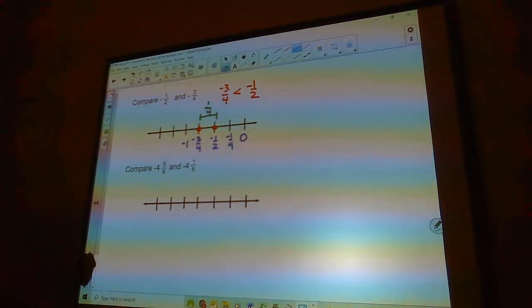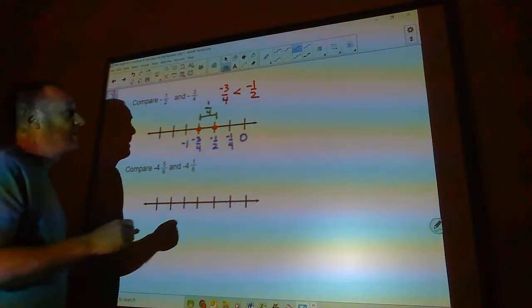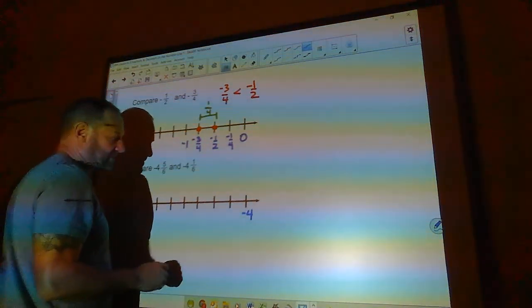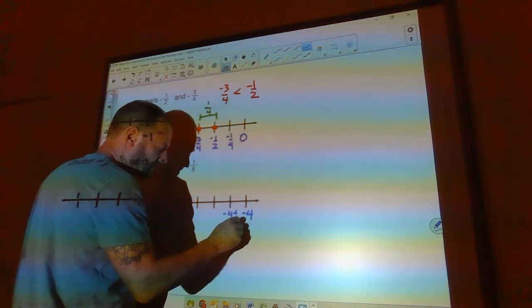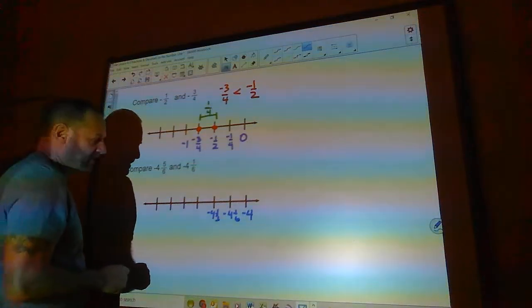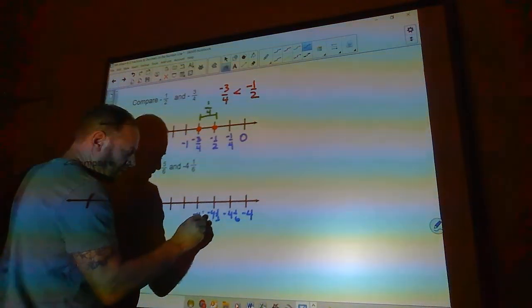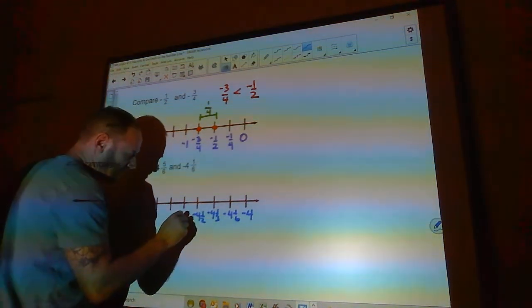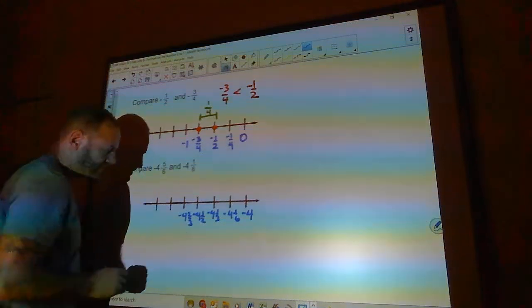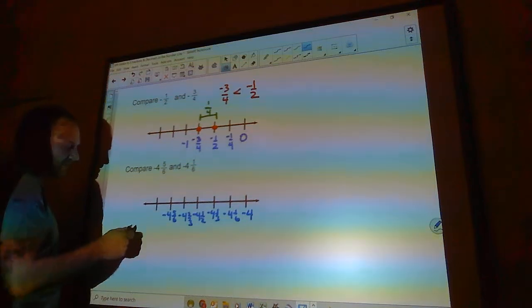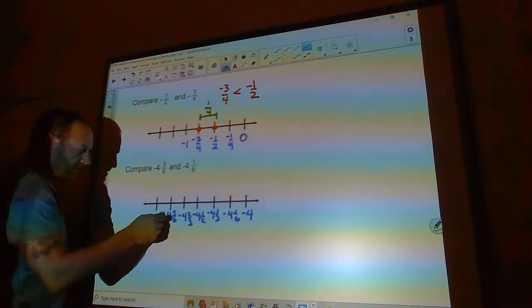Okay, on this one, we're going to compare -4 5/6 to -4 1/6. So here's what I would probably do on this one: I would start here at -4, and I would count by sixths. So this would be -4 1/6. -4 2/6 would be -4 1/3. -4 3/6 would be -4 1/2. -4 4/6 would be -4 2/3. Then it would be -4 5/6, and then -4 6/6 would be -5.